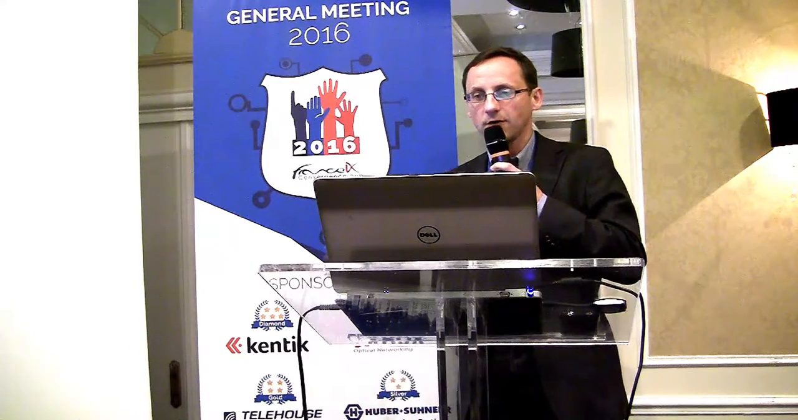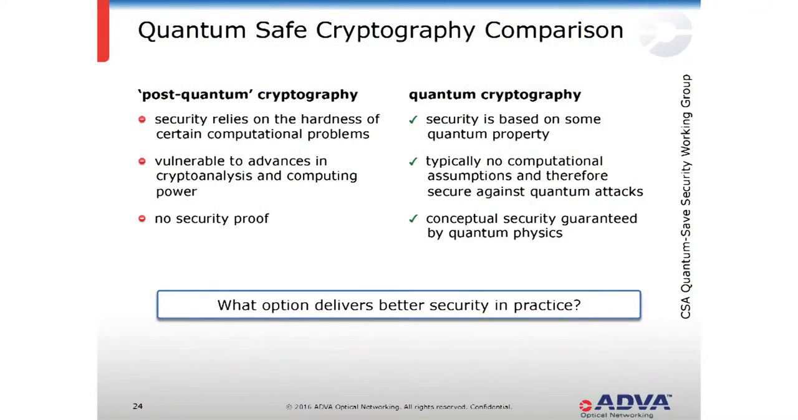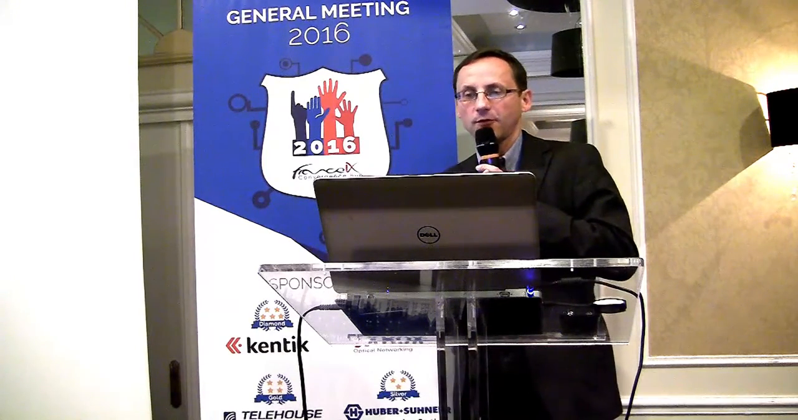So now, having a comparison between QKD and this post-quantum cryptography or quantum-safe cryptography. The differences are, for the algorithmic approaches, you really rely on the hardness of certain computational problems. So you do have some vulnerability if standard computing power increases, and there might be also some clever mathematician coming up with a new solution to that problem. And you don't have any proof of the security.